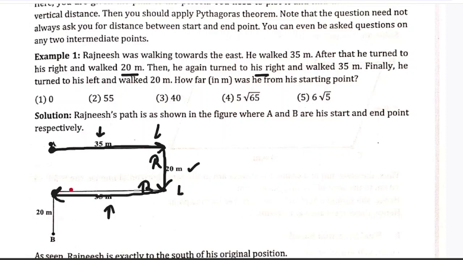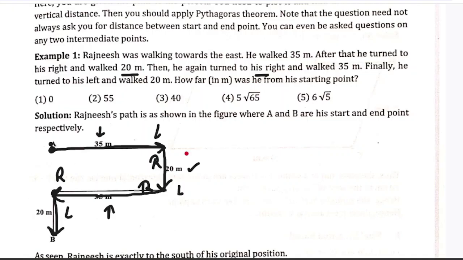Finally, turn to the left. Now, when he's facing towards the left hand side, towards the west, above is the right and down is the left. So now he's walking 20 meters. So he went 20 meters and then he stopped. How far from the starting point is he?